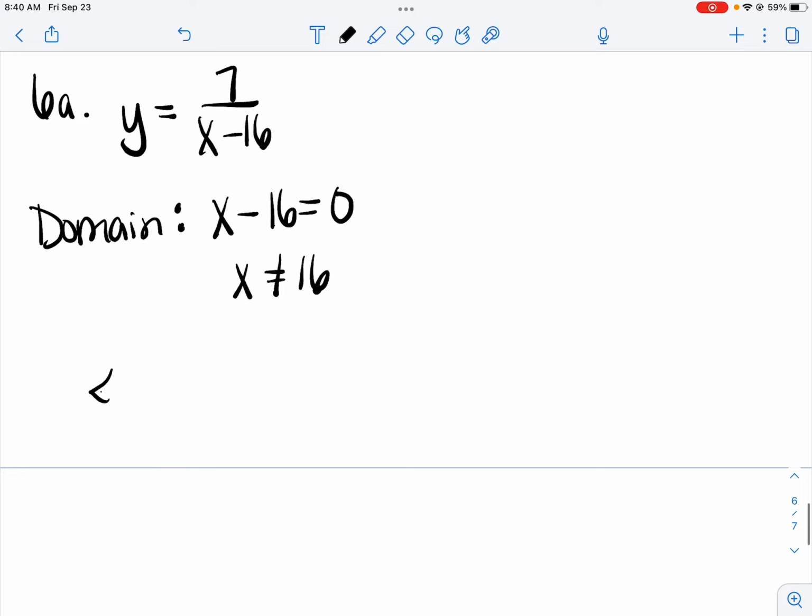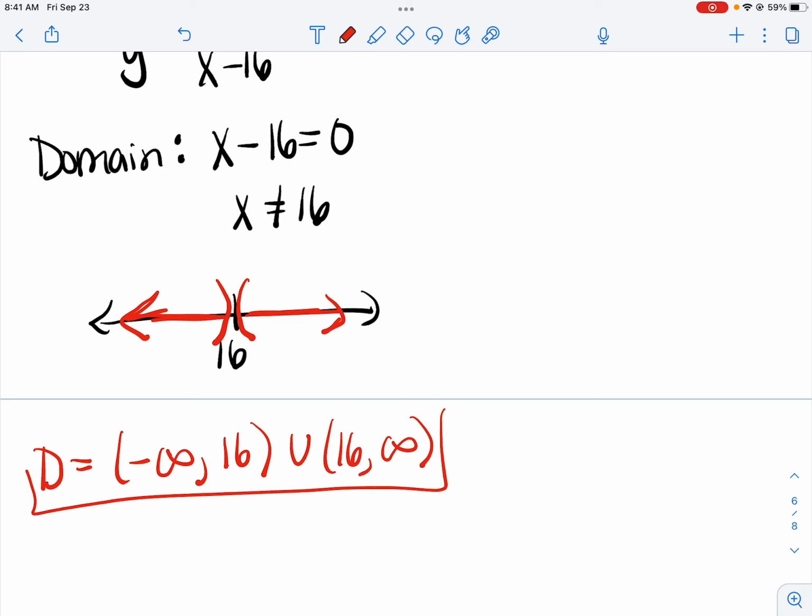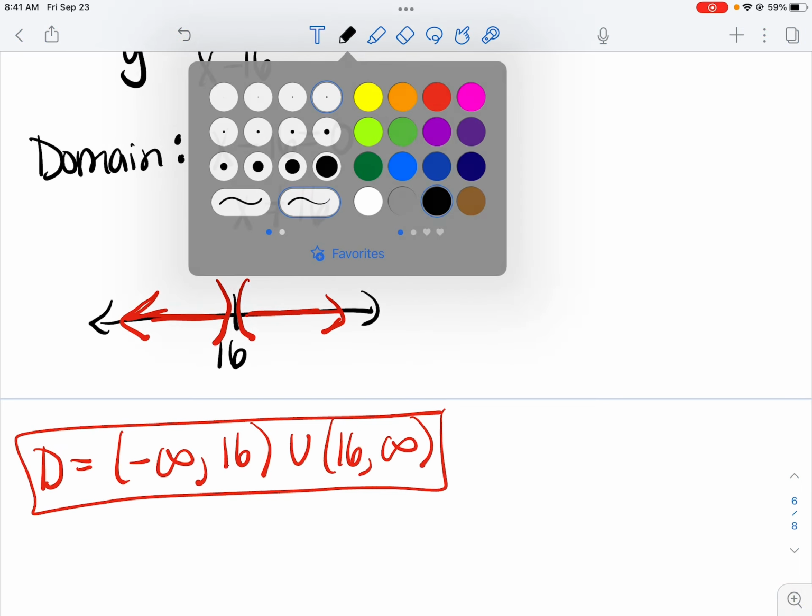This is the value that I cannot plug in. Well, if I cannot plug in 16, I can plug in any other number. So I could plug in any number less than 16, and I could plug in any number greater than 16. But since I can't plug in 16, I use parentheses at 16. And so my domain here, the arrow points to the left, that's negative infinity. My shading stops at 16. Join pieces with a union. We pick back up at 16, and the arrow keeps going to the right, is positive infinity.